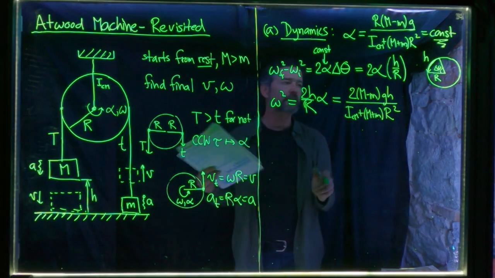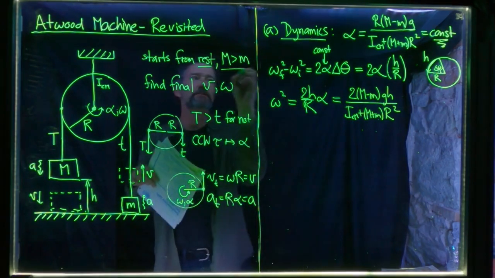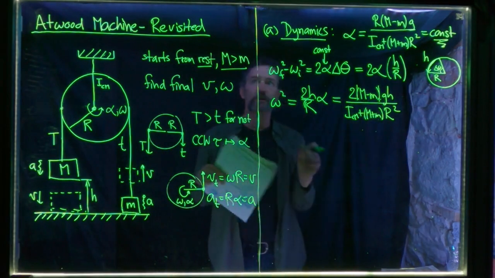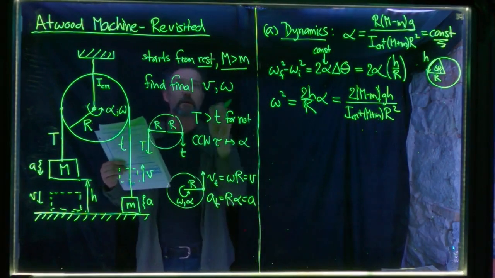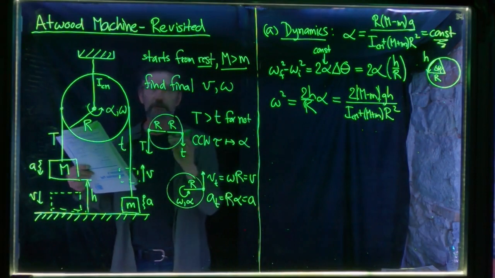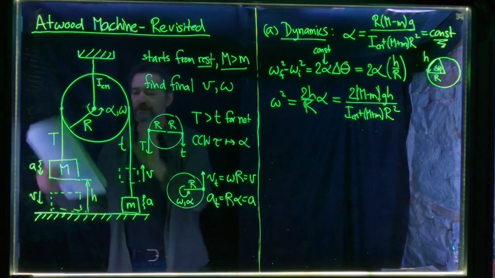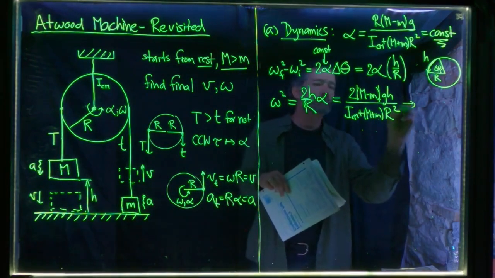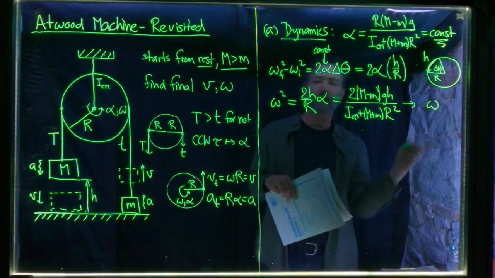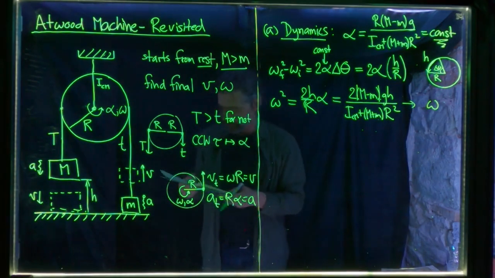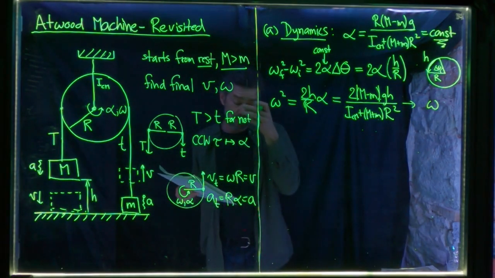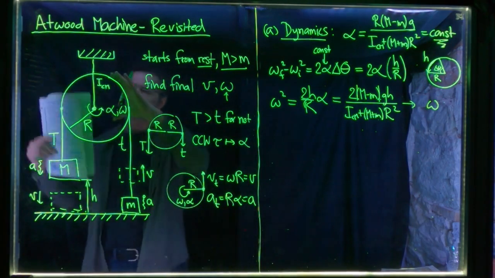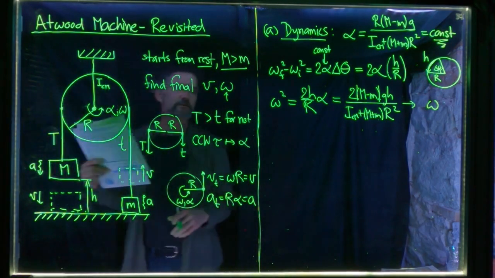That's the final velocity. Now, of course, we're assuming here that M is bigger than m. So this is really the absolute value here. Because we could make big M smaller than little m, and it would just accelerate the other way. Okay, so once we know omega squared, we can then determine omega by taking the square root. And so now we've determined what omega is, the final angular velocity of that pulley just before big M hits the ground.